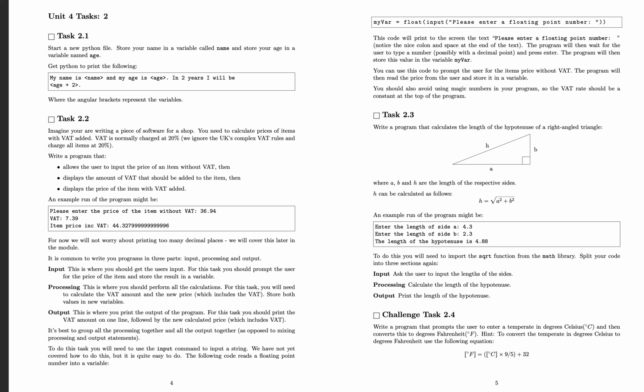Start a new Python file, store your name in a variable called name, and store your age in a variable called age. Get Python to print the following. My name is <name> and my age is <age>. In 2 years I will be <age plus 2>. Where the angular brackets represent the variables.